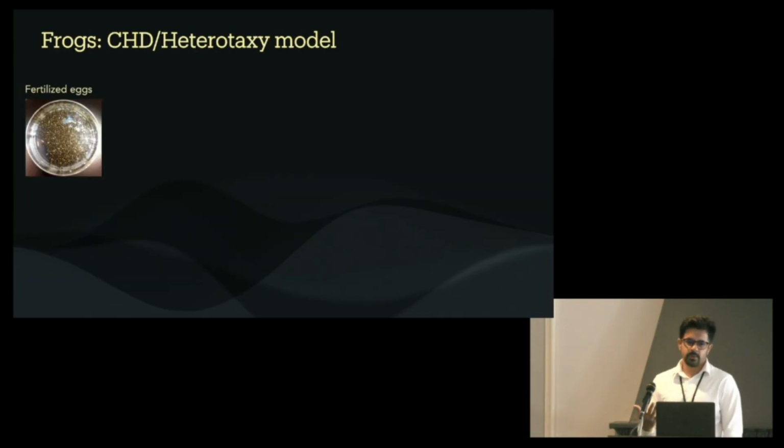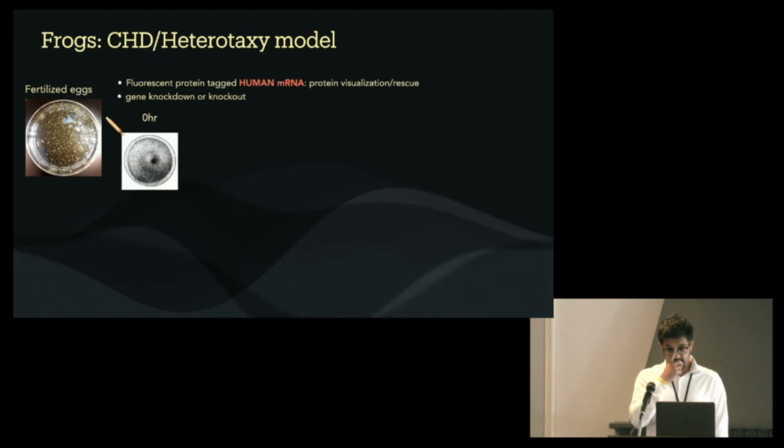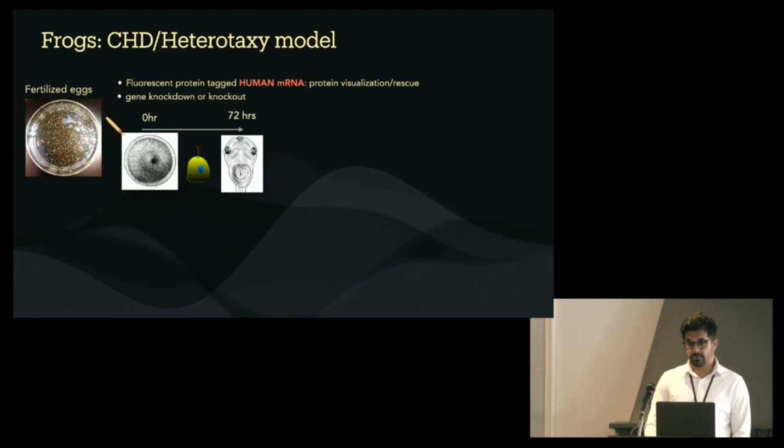Generally, we get about 3,000 to 4,000 fertilized eggs every time we do the fertilization. And we can inject a human mRNA, so a human gene, or we can knock out or knock down a protein and look at the heart of the frogs.